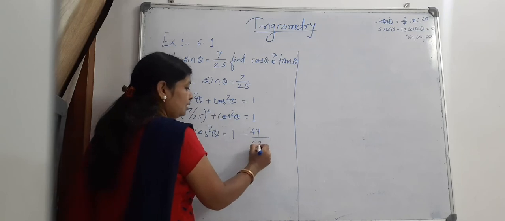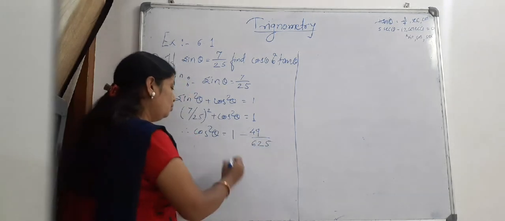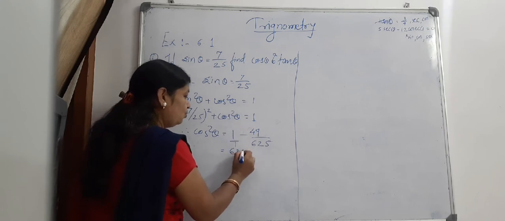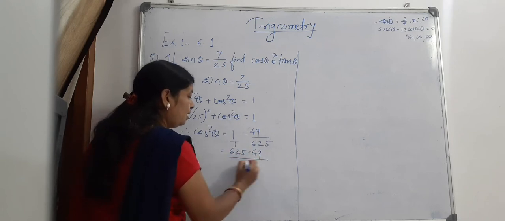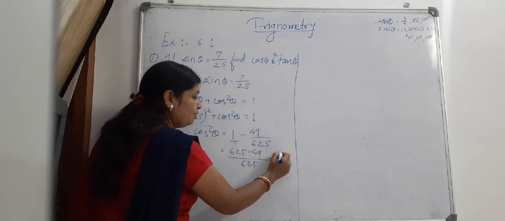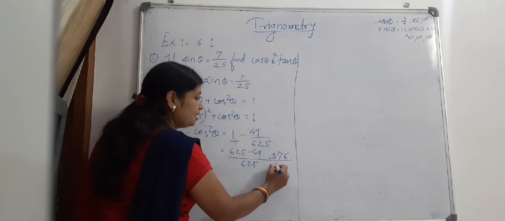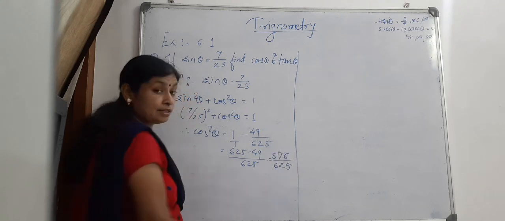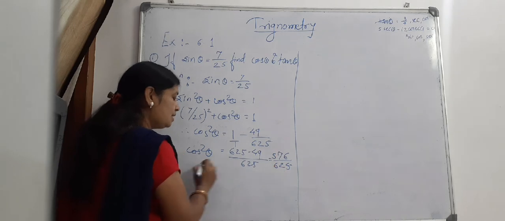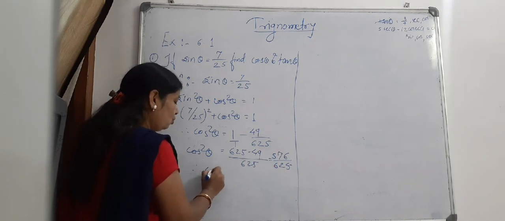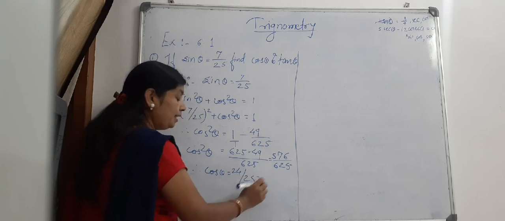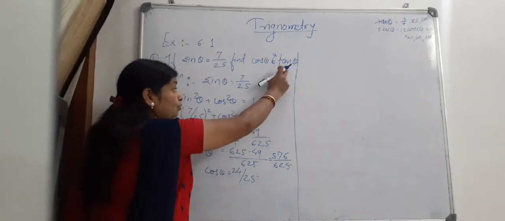25 square, 625. And then do the cross multiplication. 625 minus 49 upon 625. 625 minus 49, 576 upon 625. Now you have to take the square root. Here cos square theta is 576 upon 625, and therefore cos theta is how much? 24 upon 25.